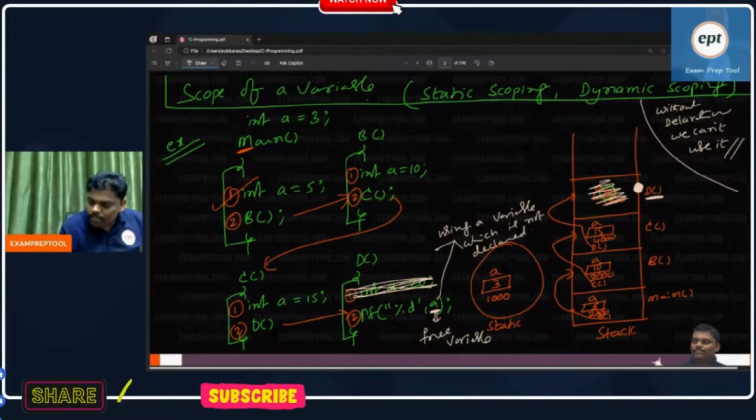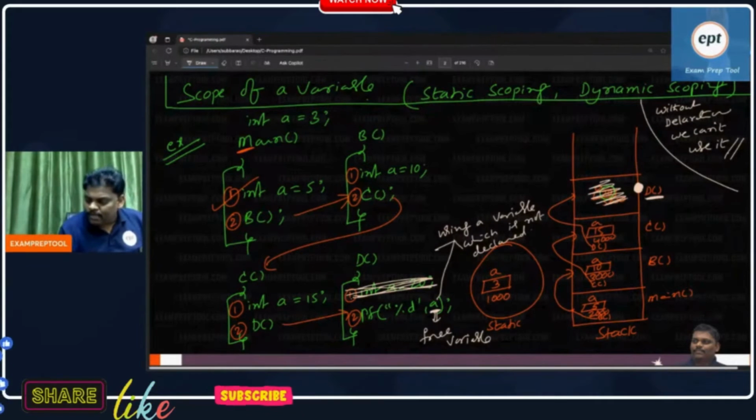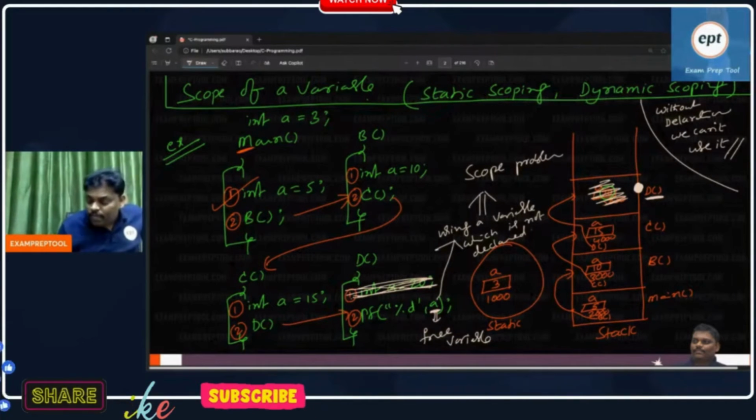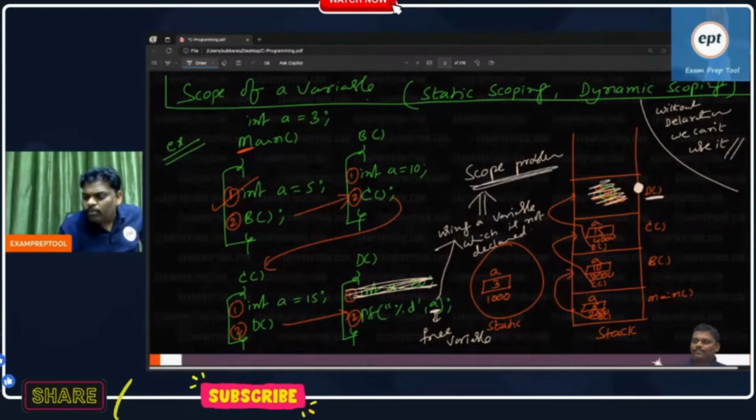That's okay. This is actually a problem: using a variable which is not declared. This variable is a free variable. This problem is called the scope problem. This variable is called a free variable. This problem is called the scope problem. Remember, it is actually a problem.